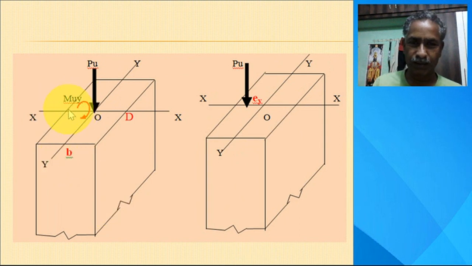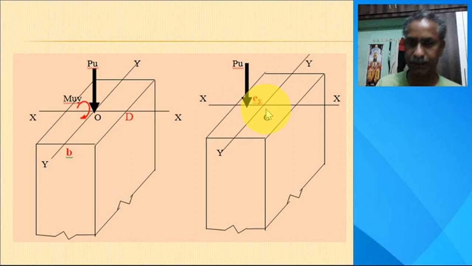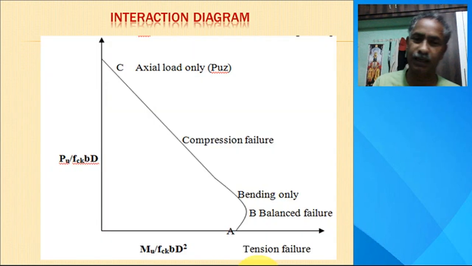Now, this is along the Y direction. If the beam is provided in this direction, in that case there is a moment due to the unbalanced moment MUY, and this is the Pu, and that's why this is the Ey. This is the Y axis and this distance is Ey. This is the moment about the minor axis.